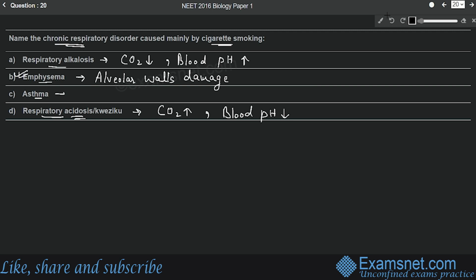And this is asthma. So we know that asthma is a type of allergy. In this, inflammation of bronchi and bronchioles takes place. Okay, so the correct answer according to this question is option number B, emphysema.